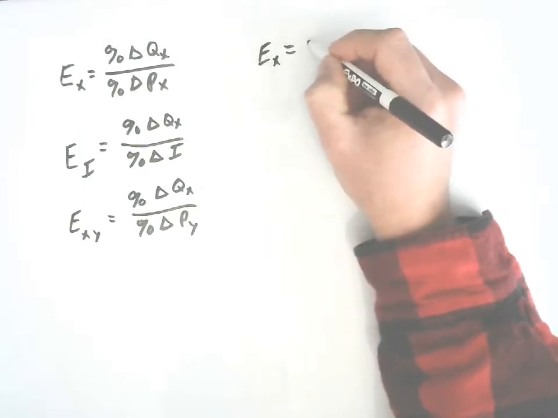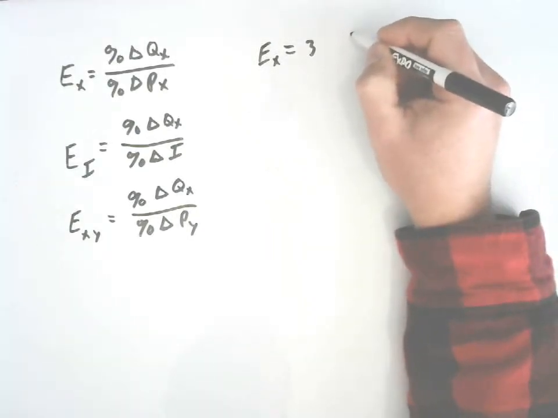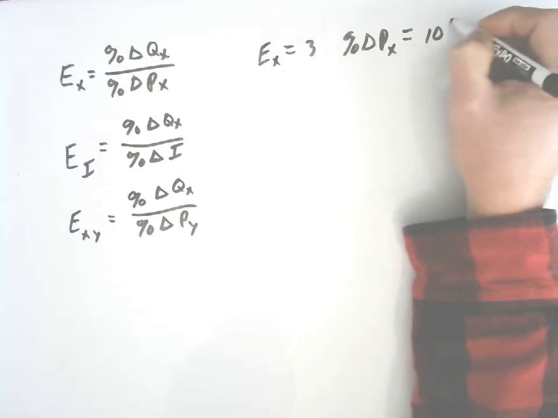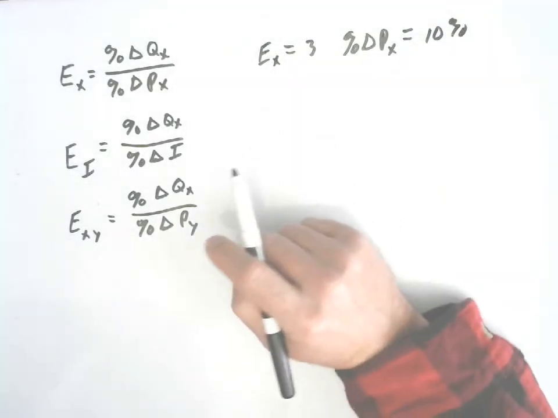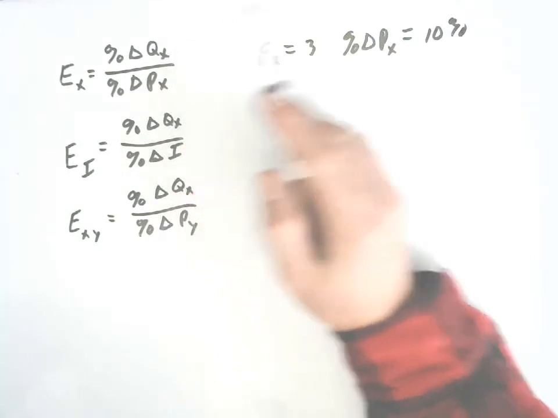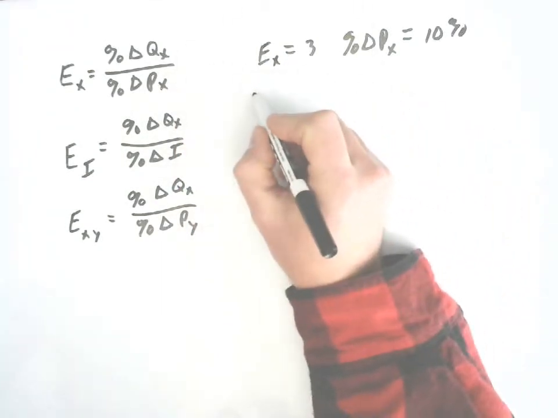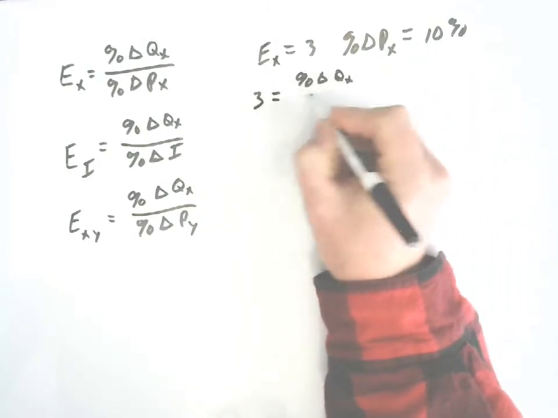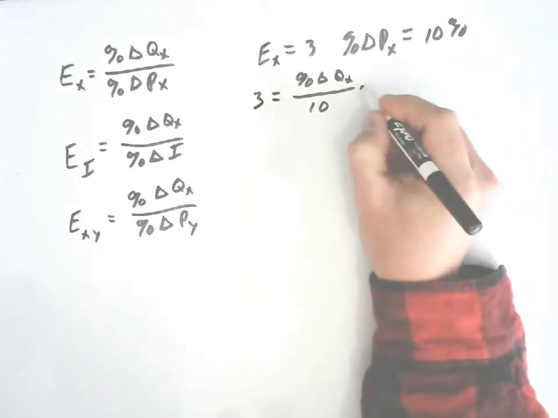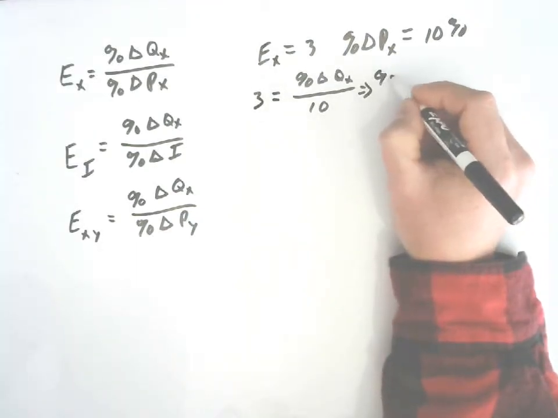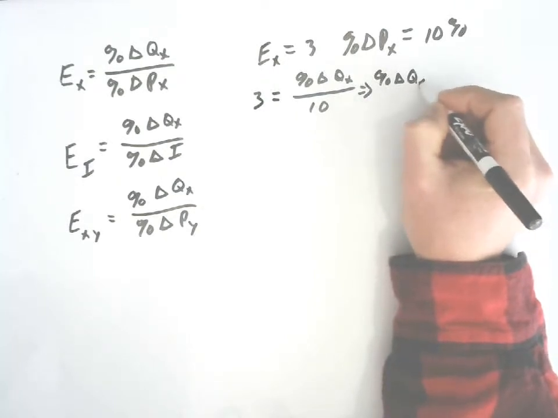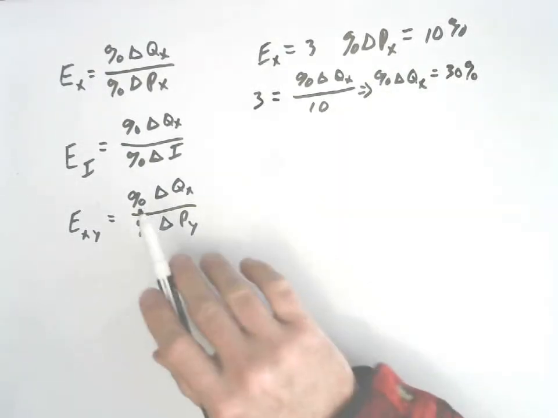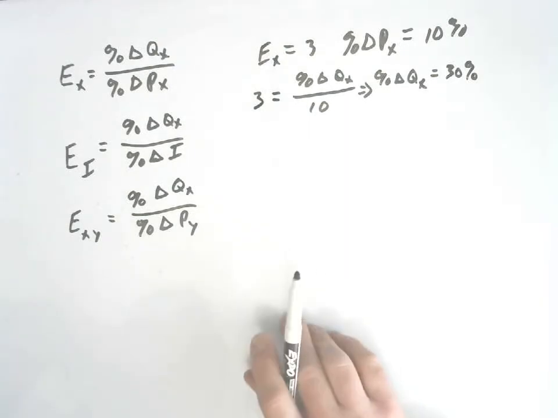So now let's assume we have a value for E sub x equals 3, and we have a percentage change in price of good X equal to 10%. Then what is the percentage change in quantity demanded? Plugging it into this equation, we would have 3 equals percentage change in QX divided by 10, which implies that the percentage change in QX equals 30%. So this is what we mean. You can do neat little calculations with this if you have limited information.